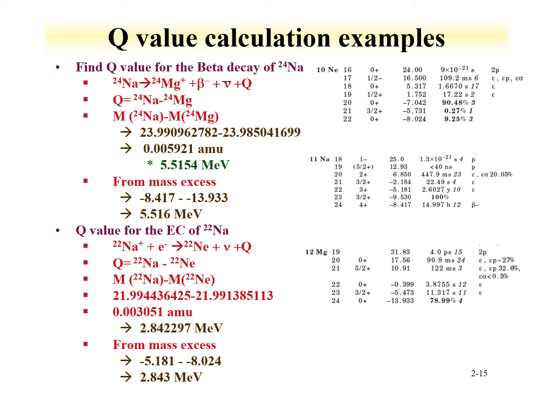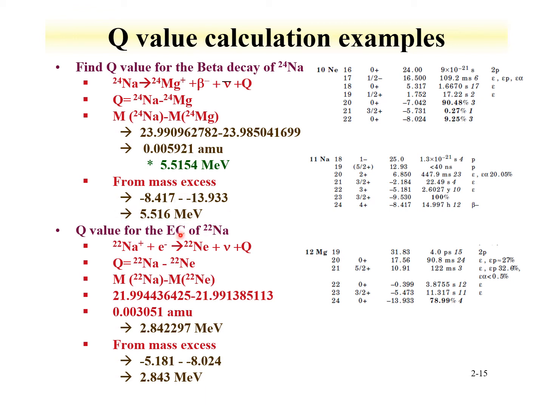931.5 MeV per atomic mass unit. This is our Q value. If we go from the mass excess values, we can pull up the information from here. We can calculate the mass excess. We get pretty good agreement.